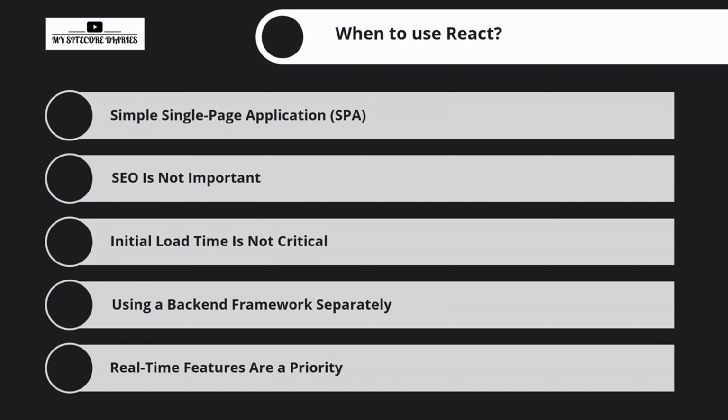And real-time features as a priority. What I mean by real-time features is, for example, when you see the news, the way it is happening, it is quickly getting displayed. Or maybe social media, where your posts come in real time, like Facebook or an Instagram account. Those kinds of things, you can go for React.